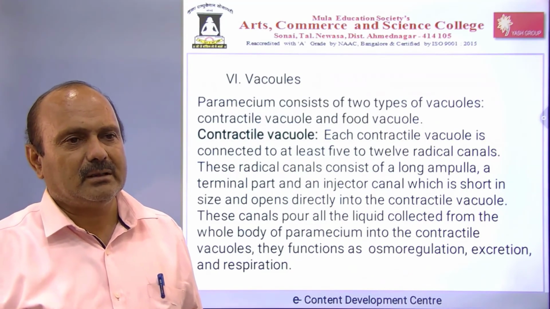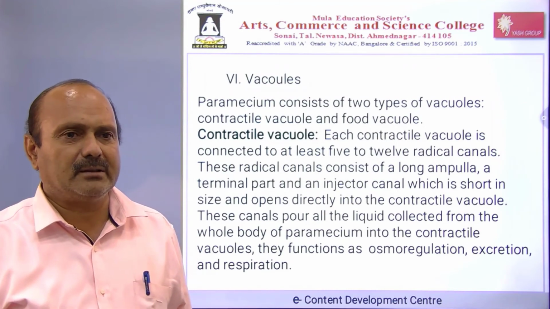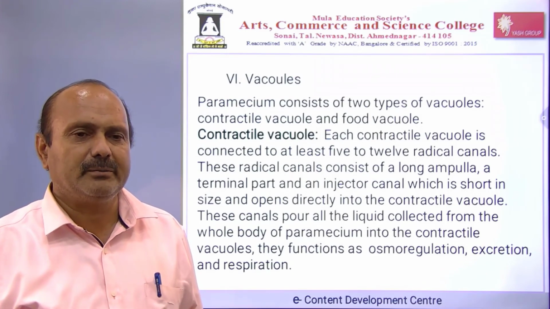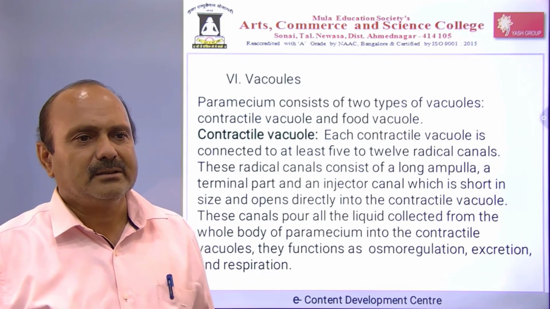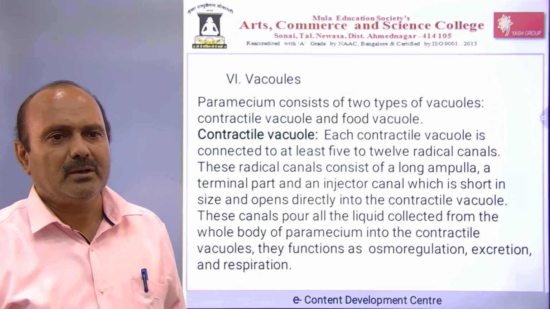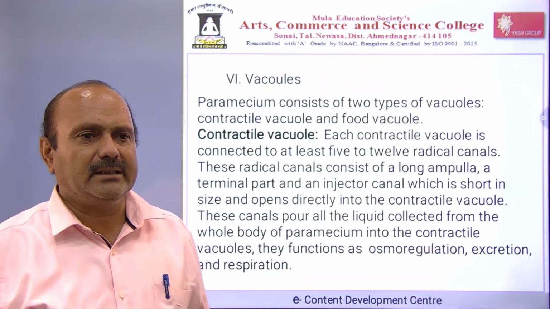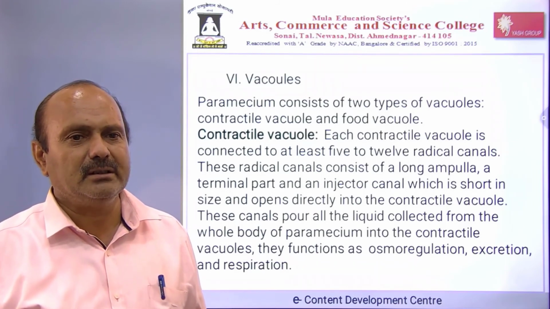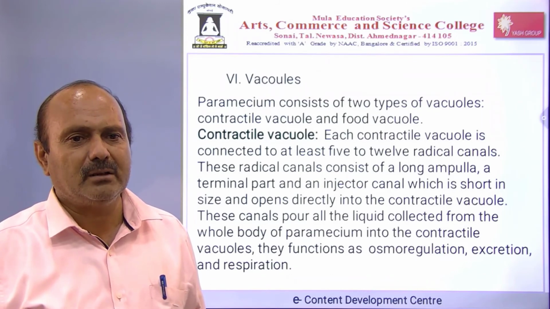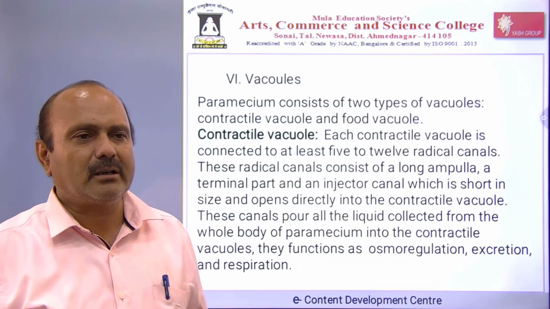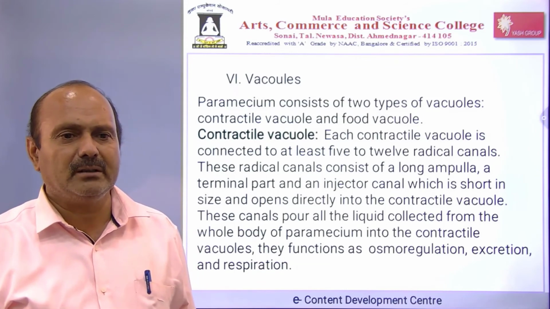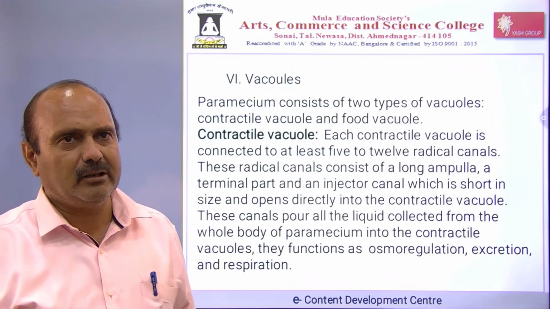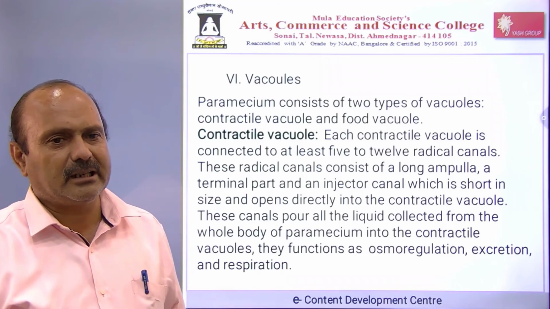Now among these vacuoles, one important vacuole is called the contractile vacuole. There are two contractile vacuoles which are located in different places, which may be the anterior side, posterior side, etc. These contractile vacuoles are connected to at least 5 to 12 radial canals, and each radial canal consists of the ampulla, terminal parts, and injector canals, which are short and open directly into the contractile vacuoles. That means the contractile vacuoles play a very important role in osmoregulation. Osmoregulation means exchange of water. Suppose there is a need for some content, at that time exchange takes place.